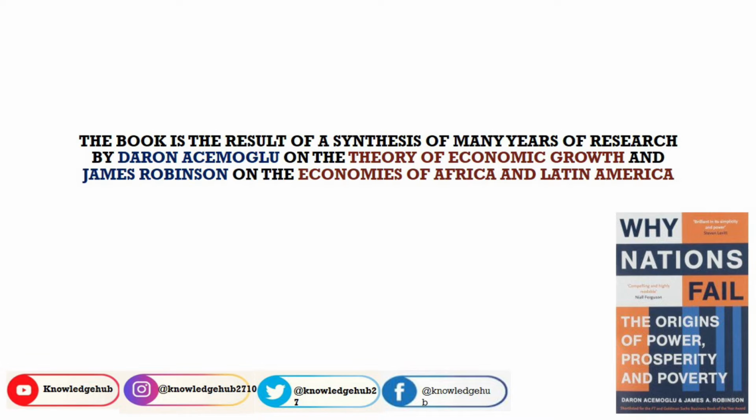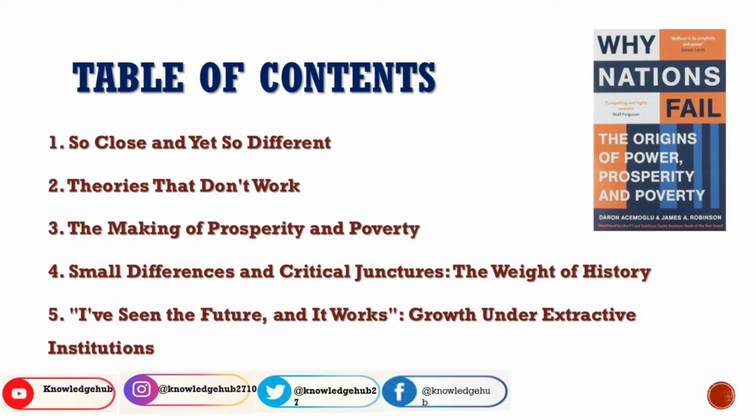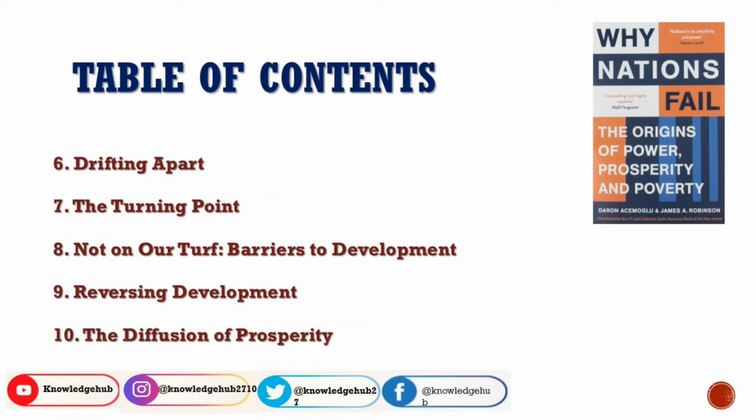So first of all, we will discuss the table of contents of this book. As you can see, there are 15 chapters. In each slide you can see 5 chapters: So Close and Yet So Different, then Theories That Don't Work, The Making of Prosperity and Poverty. Then chapter number 4 is about Small Differences and Critical Junctures: The Weight of History. Chapter number 5 is I Have Seen the Future and It Works. It is about growth under extractive institutions.